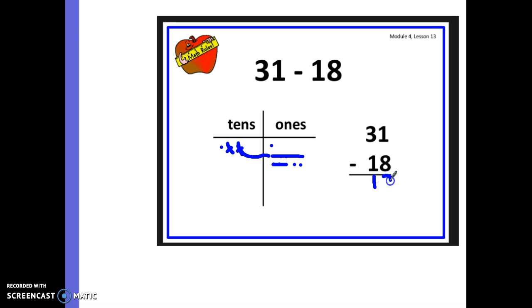Now I have to show, and I should have done this before, what I did for unbundling. When I unbundled, I had only 2 10s, and then I had 11 1s. I'll show you that a little bit more clearly in the next one. All right, here we go.